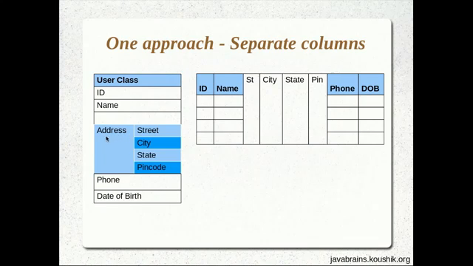But that's not the case when it comes to the address. Address does not have meaning on its own. It has to be inside a user object, has to be associated with the user object, otherwise there's really no point in having an address object. So that's what makes the address object a value object.